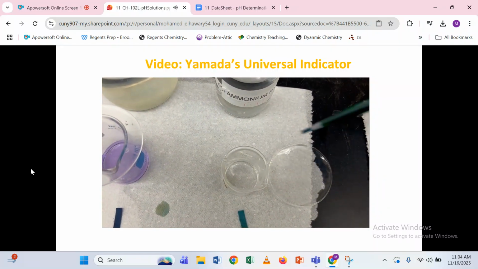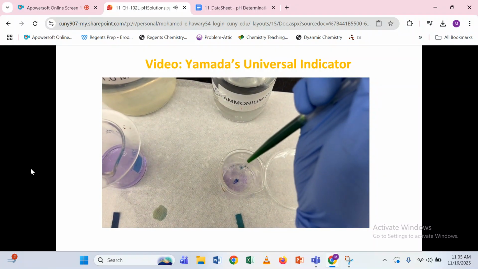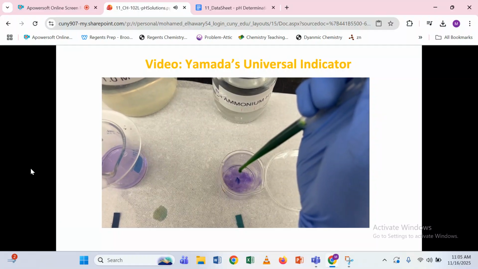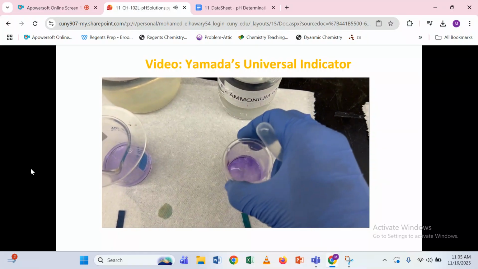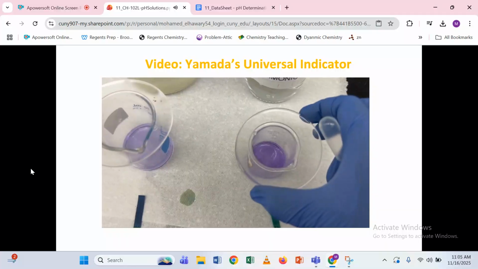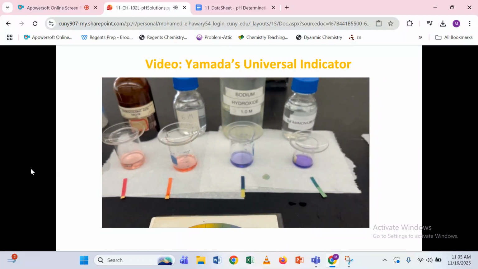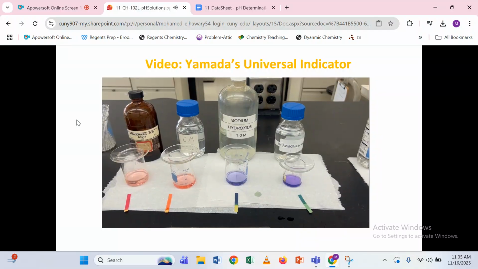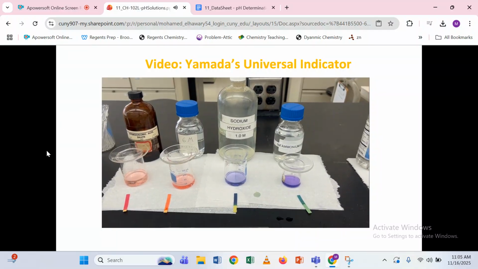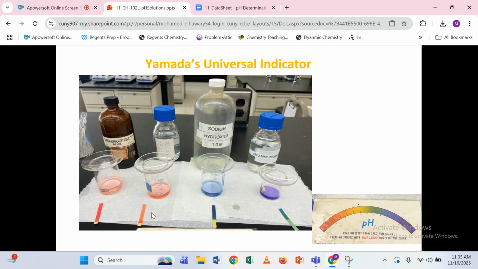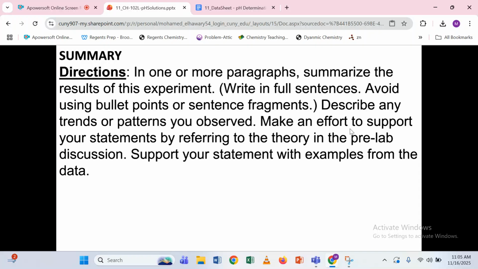All right. Look at that. So this also proves beaker A and B are acids. Beaker C and D are bases. Make sure to record the color of the Yamada universal indicator. Very good. Perfect. All right, and here are the results. As you can see, the first two, the hydrochloric acid and the acetic acid, are acids, and the sodium hydroxide and the ammonium hydroxide are bases.